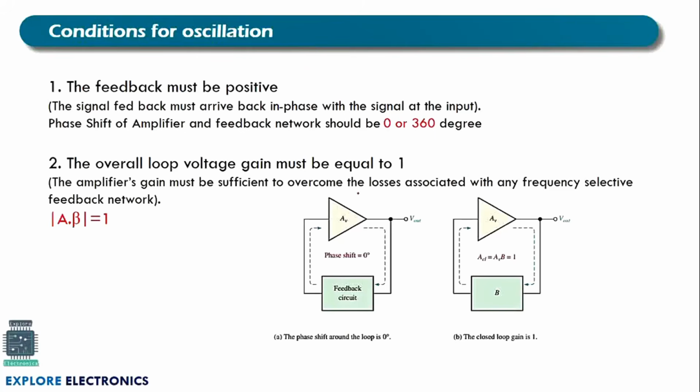One thing we understood is that in the oscillator we should have positive feedback. That is the first condition: the feedback must be positive. We should have positive feedback with an amplifier to get the oscillation. So the feedback signal must arrive back at the input and both are in phase. That is what we call positive feedback. In other words, the phase shift of the amplifier and the feedback network should be 0 degree or 360 degree.